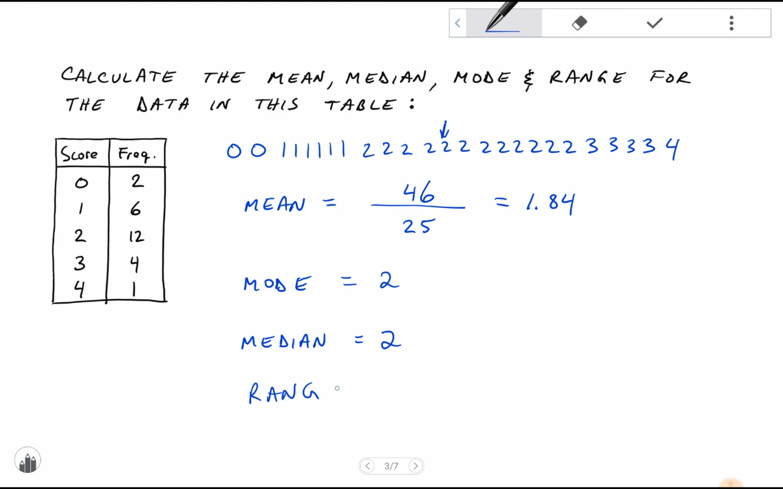Range is largest minus smallest, so that's 4 minus 0, and for this example, that is 4.